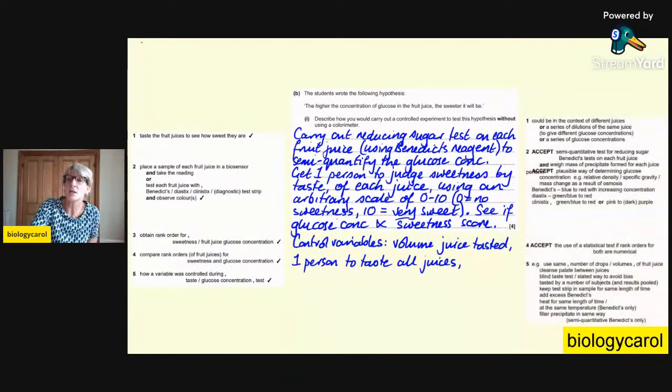Here's the mark scheme. Here are the examiner's comments. And so these are the marks that I think I would have got. Taste the fruit juices to see how sweet they are, mark 0.1. Now, I think I would have possibly got mark 0.2. I don't know whether I'm okay saying semi-quantify? Because here it talks about accept semi-quantitative test for reducing sugar. I talked about reducing sugar. I talked about semi-quantifying the glucose concentration. I think that would have been enough.